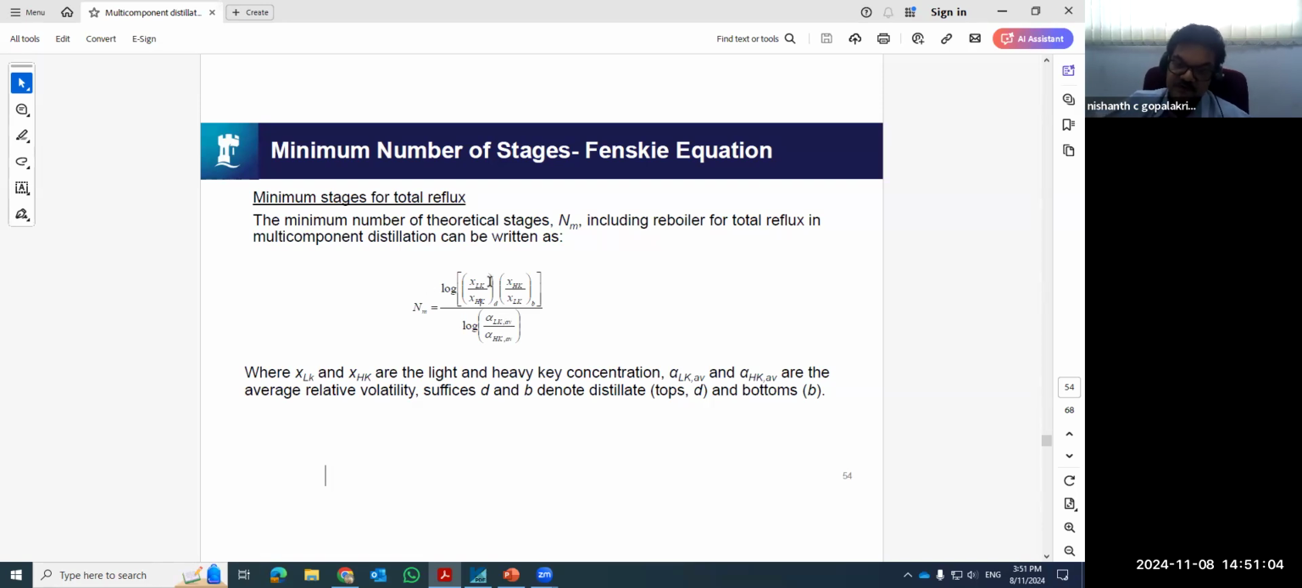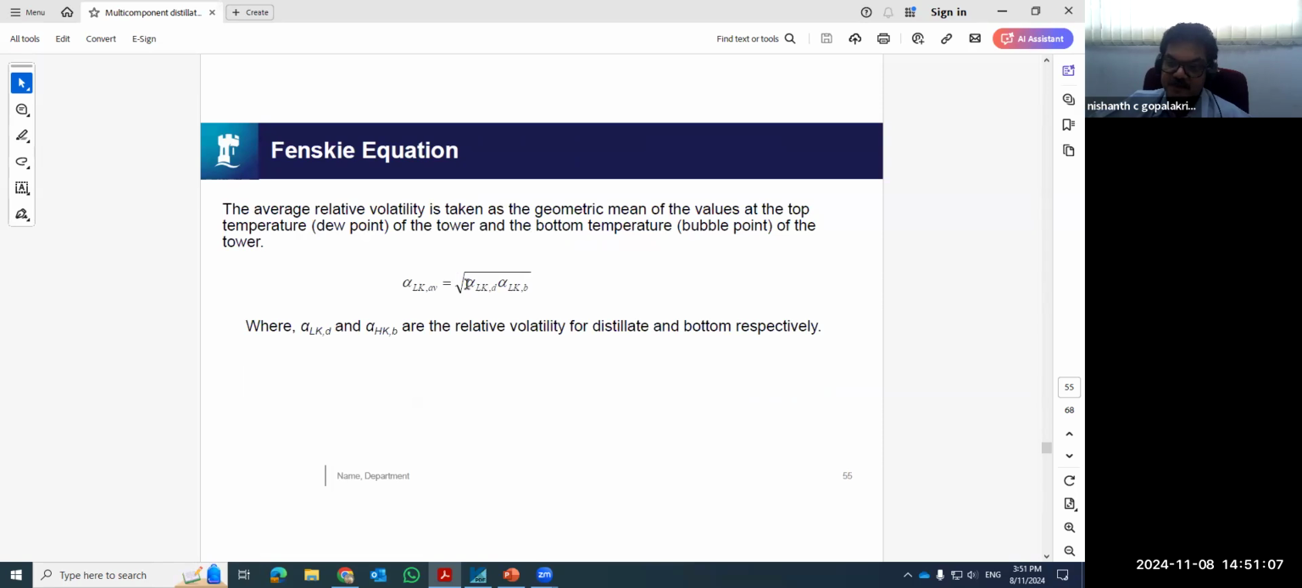So what we do is we estimate the top temperature because we know the distillate composition. We estimate the bottom temperature because we know the bottom composition. So we can do a bubble point calculation to find the bottom temperature. When you estimate the bottom and top temperatures, we can also get the K values at top and bottom, just like how we did in the last class. So when we get the K values, we can get the alpha values. When we get the alpha values at the top and bottom, we take the geometric average so that we can find the average value for the relative volatility.